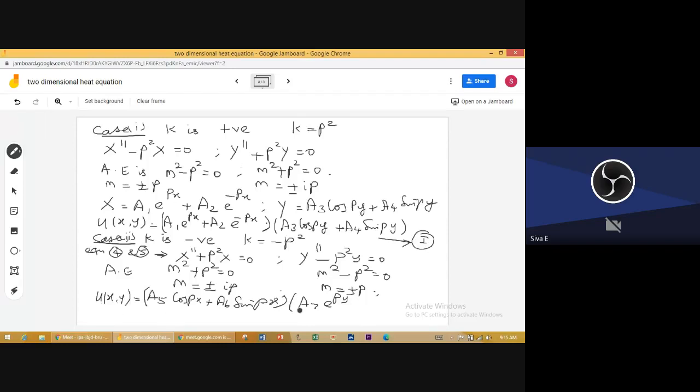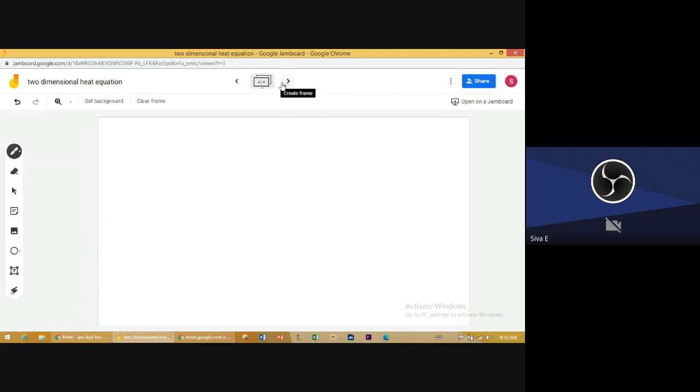U of x comma y equals a7 e power py plus a8 e power minus py. This is equation number 2, the second possible solution. So this one is the first possible solution, and this one is the second possible solution. Now we come to the third possible solution. In case k, first we took k as positive, second we took k as negative. Case 3.